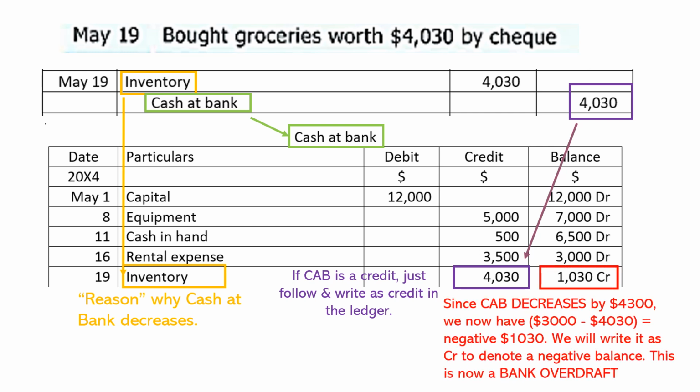Now the story is a little bit unique now. We had 3,000 left, but we had to pay out $4,030. Why is it possible? It is because the bank allows us to withdraw more than what we have because we have a prior arrangement. This is called a bank overdraft. So when you have a negative balance, right? 3,000 minus 4,030 will give us a negative 1,030. So we are going to write a credit, CR, to denote a negative balance. Conceptually, this means that now it is a bank overdraft, which is a current liability. We are owing the bank money, all right?